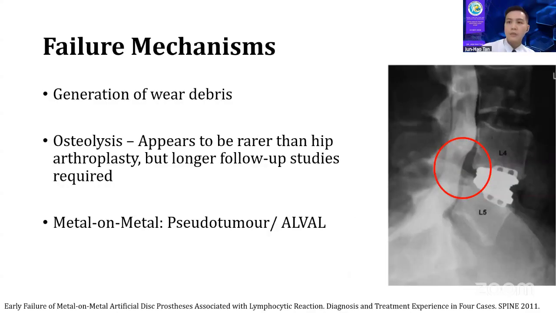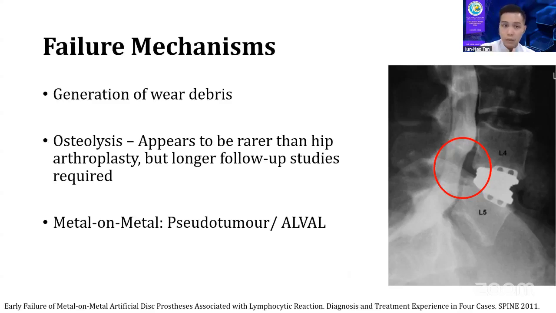So what are the failure mechanisms in arthroplasty biomechanically? Number one, as we have mentioned before, is generation of wear debris, and that can come in a metal on poly design or a metal on metal design as well. With wear debris, because of the inflammation and macrophage-induced cytokine formation, you also have osteolysis. But thankfully, so far in the literature, it appears to be rarer compared to hip arthroplasty related osteolysis. However, the caveat is that we must remember the hip arthroplasty literature has a much longer follow-up runway compared to the disc arthroplasty studies, be it cervical or lumbar.